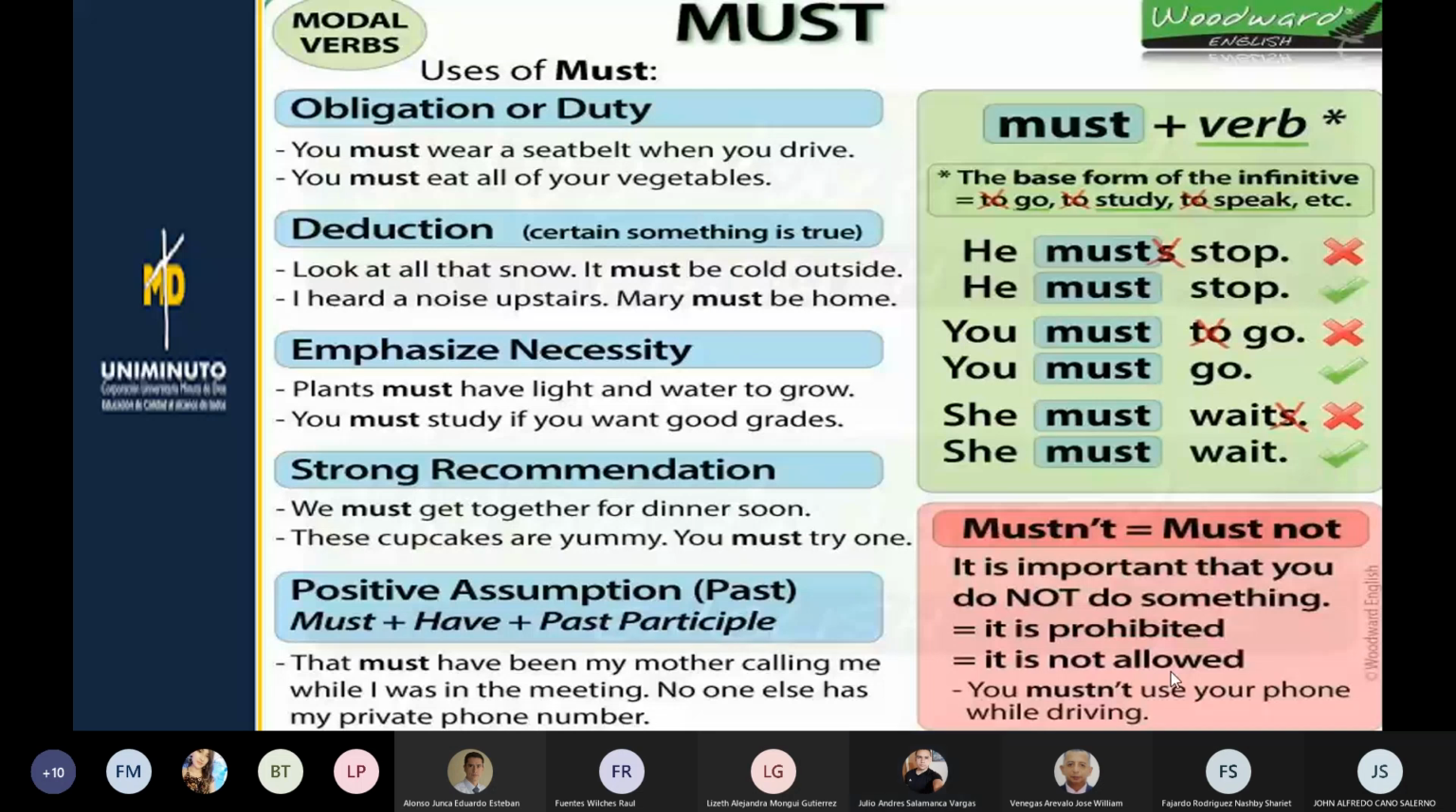Deduction. Look at all that snow. It must be cold outside. I heard a noise upstairs. Mary must be home. Plants must have light and water to grow. You must study if you want good grades. Strong recommendation. We must get together for dinner soon. These cupcakes are yummy. You must try one. Positive assumption: must have past participle.